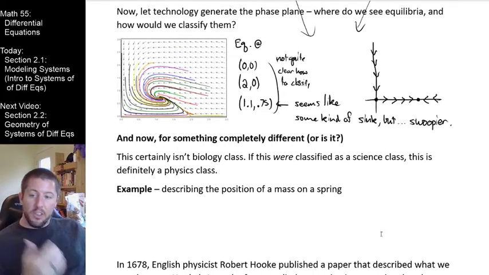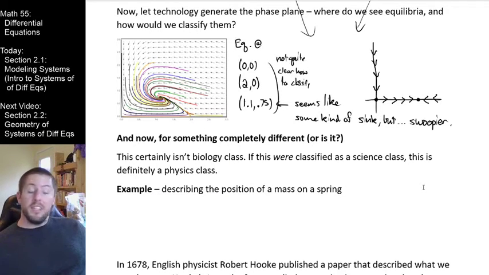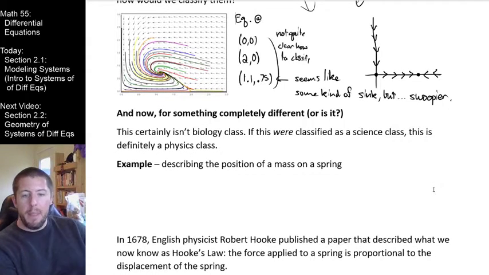It's kind of changing gears and looking at a second example. We'll spend less time on it, but it's a very cool way to tie this up. So now for something completely different. This certainly isn't biology class, but it's a physics class. And an example is, let's talk about the position of a mass on a spring.